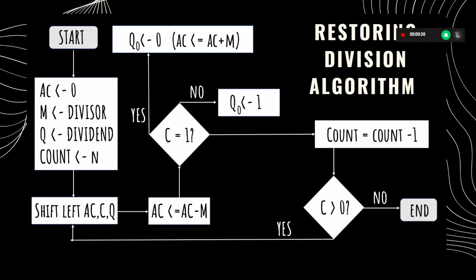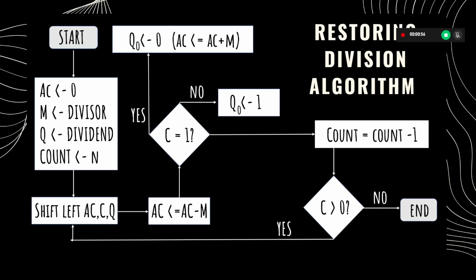First, we will take the four registers, initialize the AC register as 0. The divisor will be stored in the M register and the dividend will be stored in the Q register. We initialize the count in the N register where the count depends on the bit size of the dividend or the divisor. Next, we perform the shift left operation on AC, C and Q. Then we perform AC equals AC minus M.